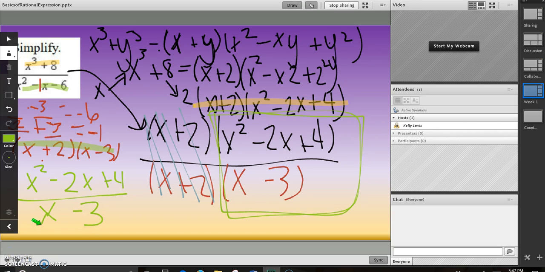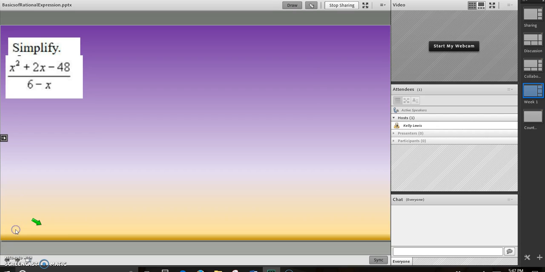Let's do another one. If you don't understand how to factor and then simplify things, then you're going to be super confused in the next few videos when we do adding and subtracting, multiplying and dividing, and solving. So this is a super important concept. I'm going to do several examples. We want to factor the top and we want to factor the bottom. And notice on the bottom, it says 6 minus x, but what we are normally used to seeing is x minus 6. Let's keep that in mind.